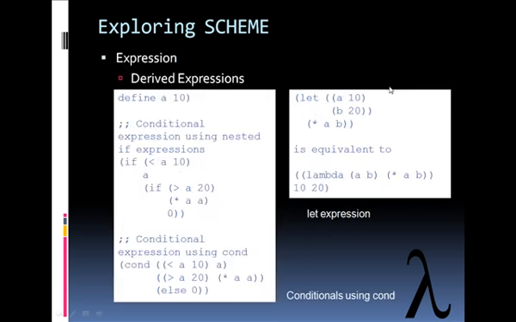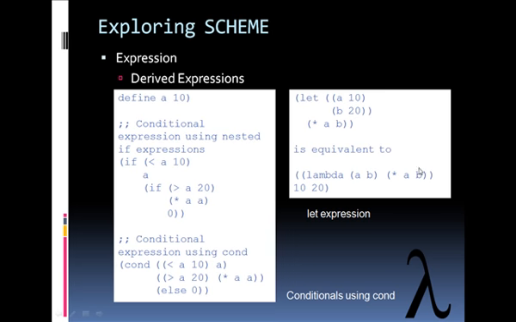Derived expressions are expressions that are implemented in terms of other expressions instead of being implemented directly. Conditionals using cond and let expressions are examples of derived expressions. Derived expressions can be defined as macros. Conditional using cond can be constructed using nested if expressions. The let expression could be rewritten using lambda. For example, you can take this. This will be equivalent to the lambda shown here.